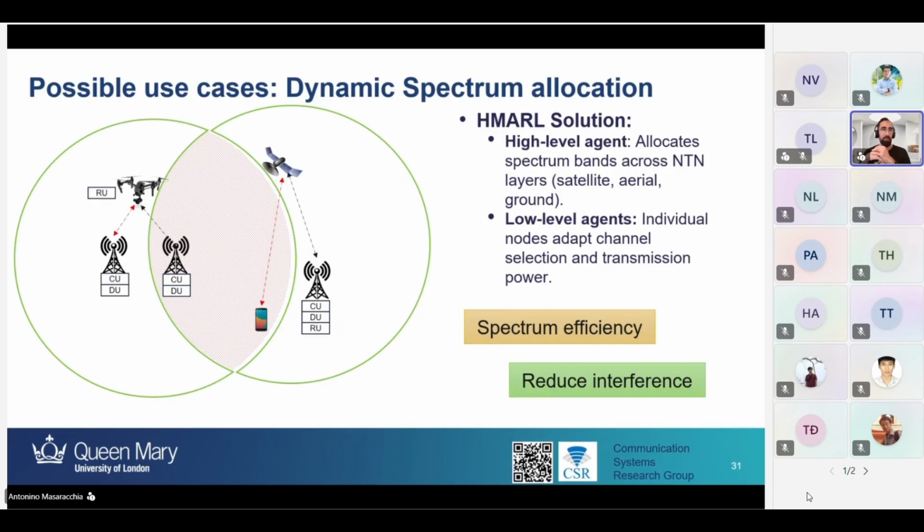So these are some possible use cases, like dynamic spectrum allocation, which is going to help to reduce the interference, for example, in this case, between the service provided by the drone that acts as relay between two base stations, and interferences between the base station and the satellite that is providing service into a non-covered area. So in this way, the hierarchical multi-agent reinforcement learning is going to provide spectrum efficiency and reduce the interference.